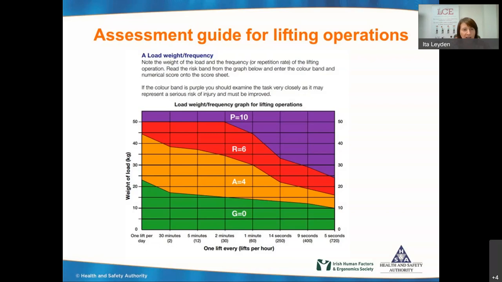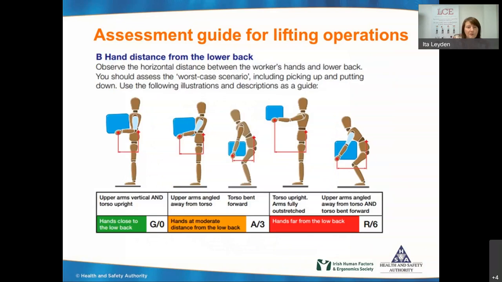So in filling out my score sheet, under the lift column, across the risk factor for load, weight, frequency, on that row, I will put in A for amber, and then three columns over under the score element, I'll put in a 4. The next thing we look at is, actually, sorry, just one thing I should mention on that.